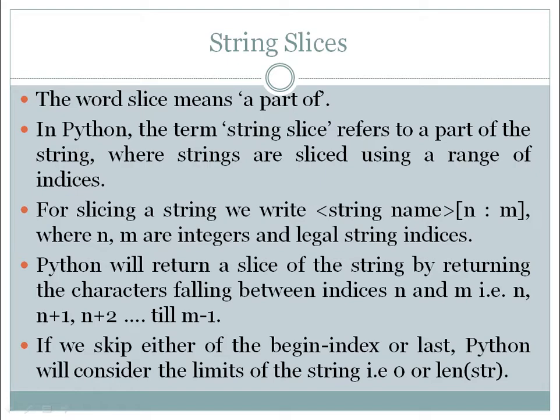So if we skip either the beginning index or the last index, Python will consider the limit of the string. That means if you do not provide the starting value, that is the starting index, Python will take it as the first index. What is the first index in a string? 0. And if you do not provide the second limit, that is m, it will take the last index, that is the length of the string. Clear? So the default value of the first value is 0 and the second value will be the length of the string. Clear?